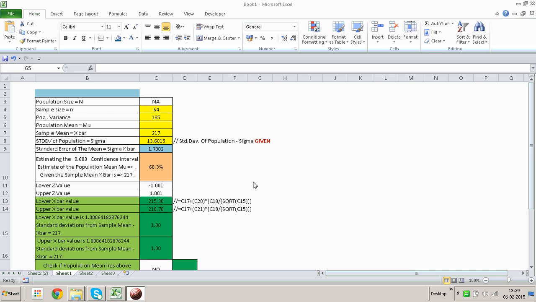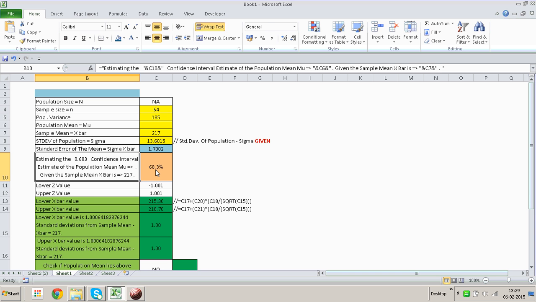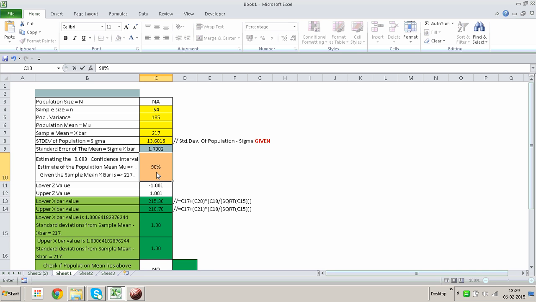In the earlier video, we calculated, or estimated, the confidence interval. We estimated the confidence interval to different levels: 68.3%, or say 90%, or say 95%, the usual confidence intervals. We went ahead and calculated that, but in this particular example, we did this after the standard deviation of the population was given to us.